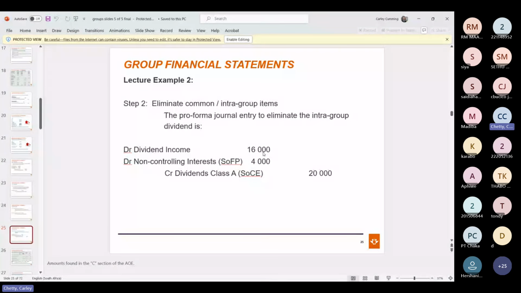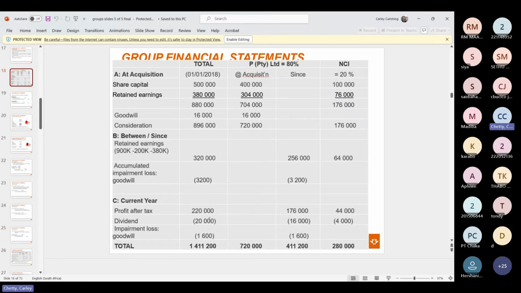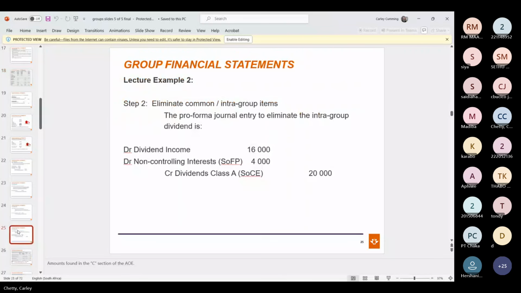So here we are eliminating the intra-group dividend. We are saying debit dividend income 16,000, and this amount can be seen in our analysis of owner's equity in part C. Then we are debiting the non-controlling interest. We are giving the non-controlling interest their share of the dividend, which is 4,000 rand, and we are crediting dividends declared. All of these amounts come from our analysis of owner's equity in part C. You'll see the dividend is shown here, the full amount of 20,000, the parent's portion of 16,000, and the NCI of 4,000. Okay, so that is the dividend.